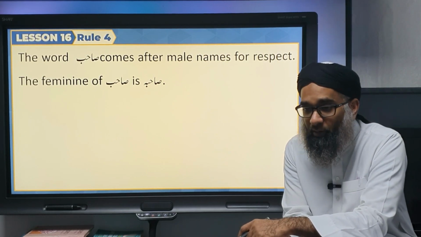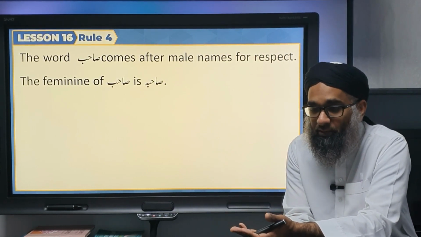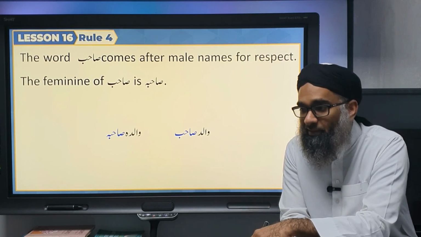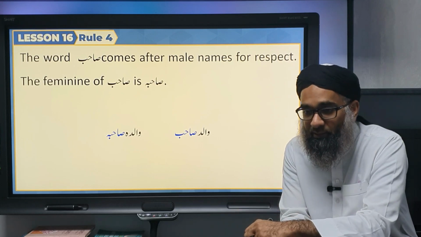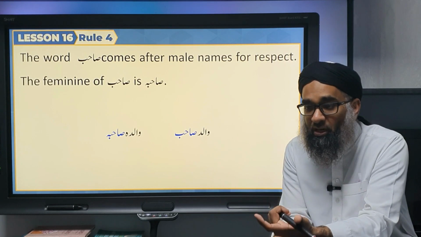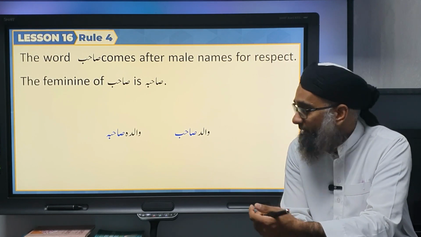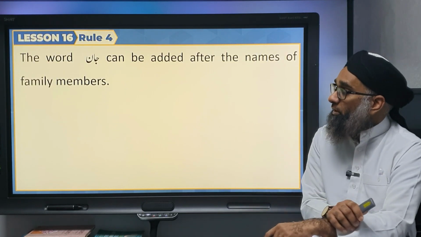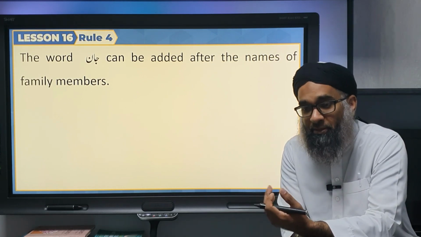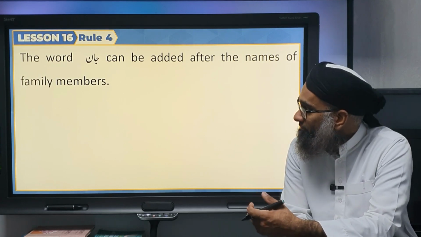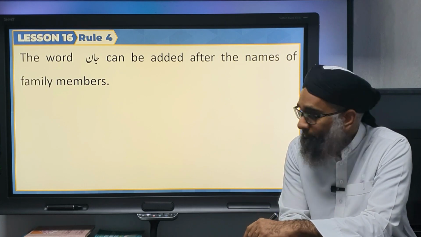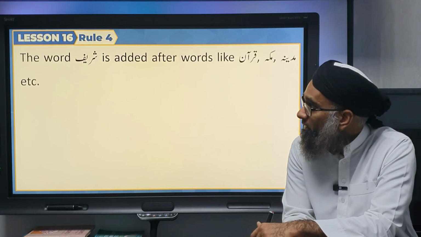And then sahib or sahiba is feminine. So you can say walid sahib, walida sahiba. Following sahib, sahiba is like a respectful word. It doesn't mean companion like in Arabic. What does it mean? It just means respected. Okay. You can also say Jan after a family member: Bhai Jan, Ammi Jan, Abba Jan. It's just a more formal, more loving and respectful way of saying something. Yes? Achha, so Dada Jan, Bhai Jan.